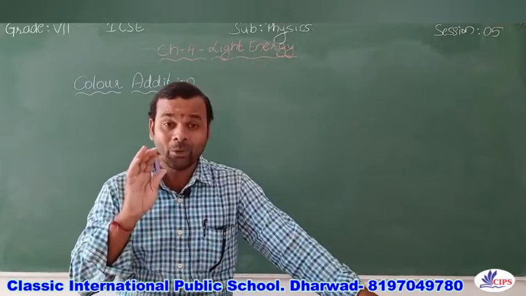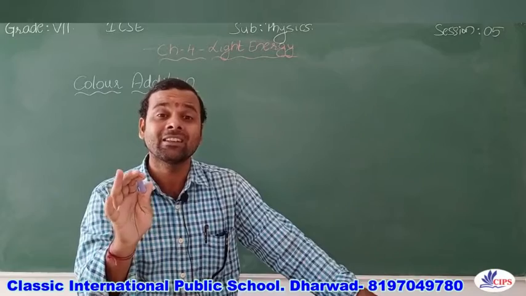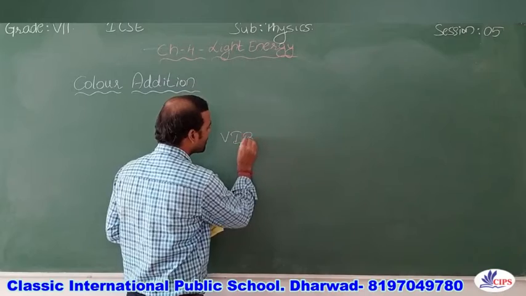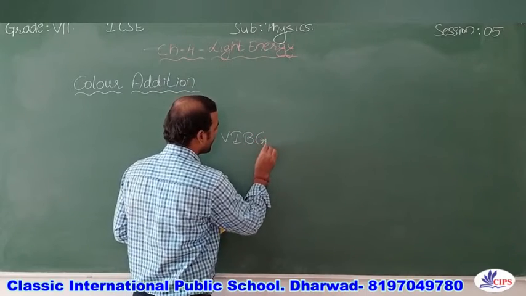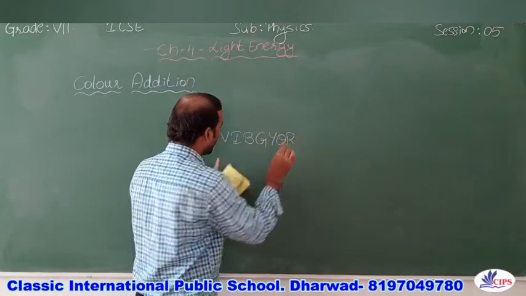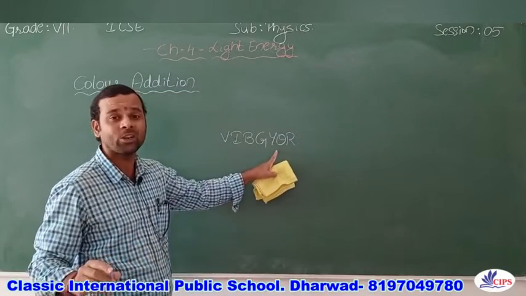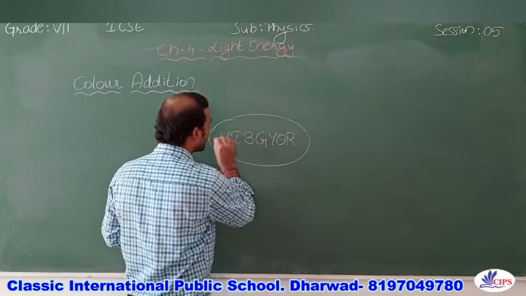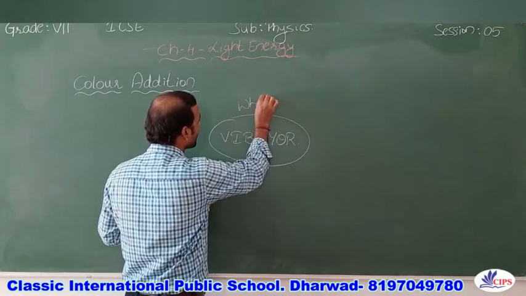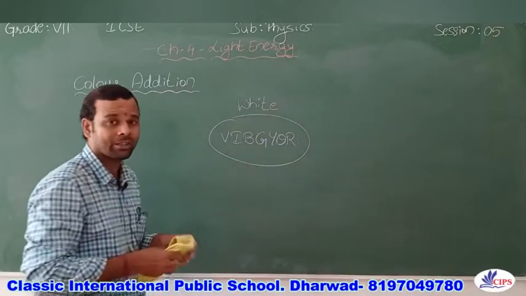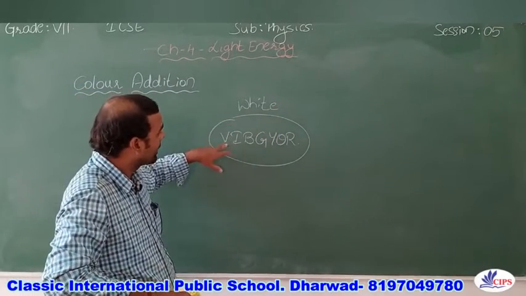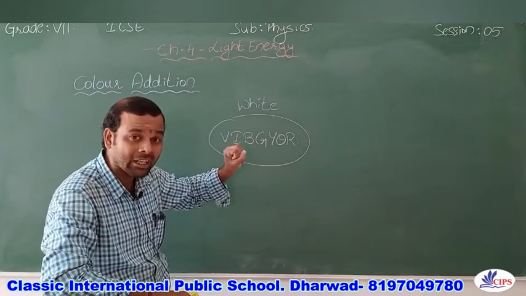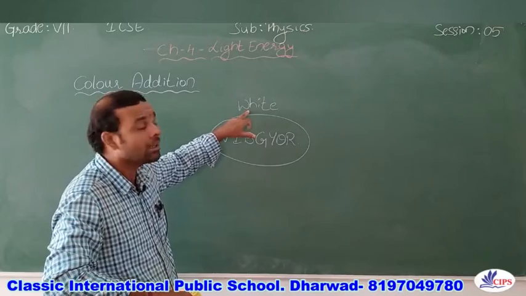When you consider just a light, VIBGYOR plays a very important role: violet, indigo, blue, green, yellow, orange, and red. All these together give the white light. Is that clear? So white light is nothing but your 7 different colors combined together.